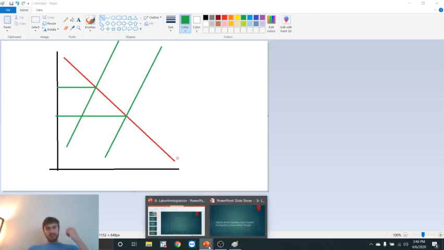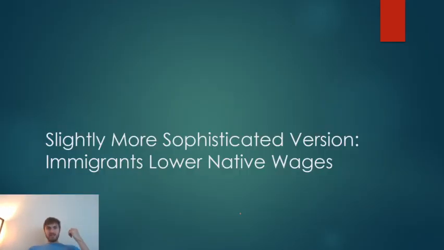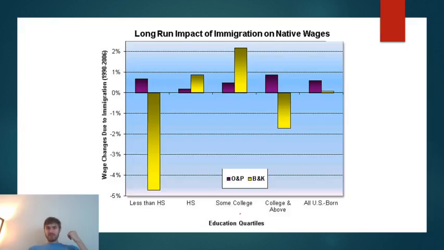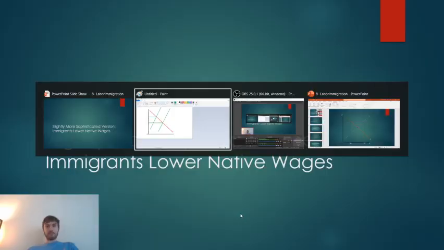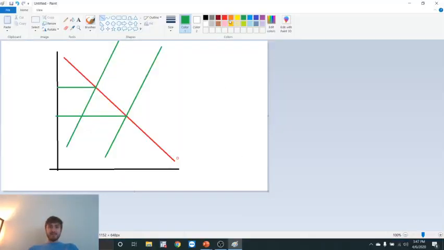So think about this. Why might this not be the case? Just evaluate. Think about it. Why might just a simple increase in supply not capture the full effects of what immigration does? And the answer is that immigration also increases labor demand.